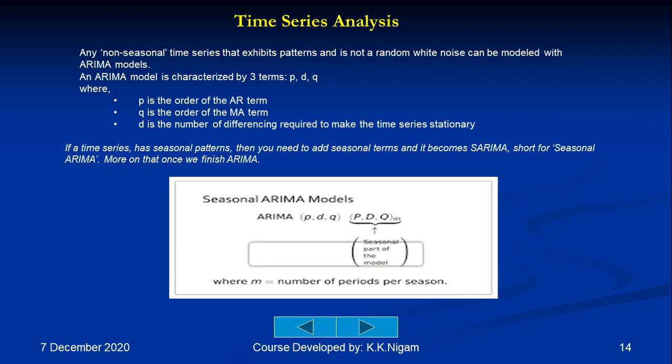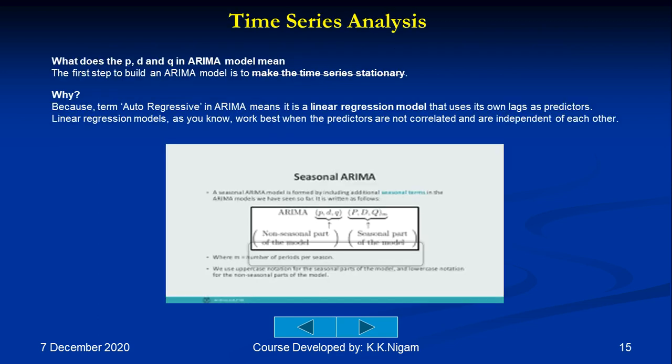If a time series has a seasonal pattern, then you need to add seasonal terms and it becomes SARIMA. It becomes a seasonal autoregressive integrated moving average, short for seasonal ARIMA. More on that once we finish ARIMA. So what does the PDQ in the ARIMA model mean?